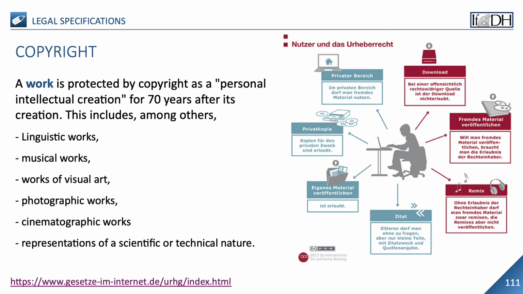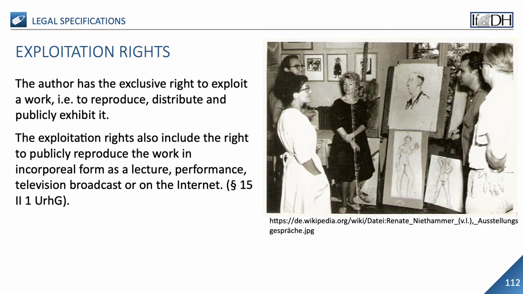In the private sphere, however, these rules do not apply. Under German law, the author also has the exclusive right to exploit a work, that is, to reproduce, distribute and publicly exhibit it. Therefore, living artists must be asked for permission beforehand for every public auction and exhibition. This even goes so far as to protect the work from any public communication, even in incorporeal form as a lecture, performance, television broadcast, or on the Internet.